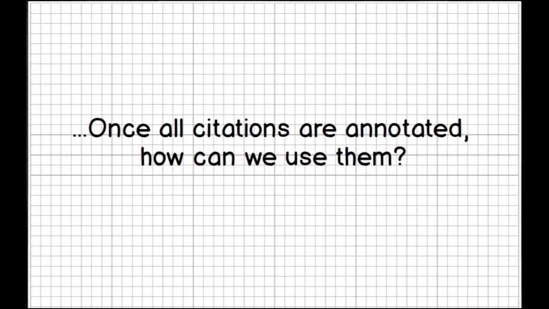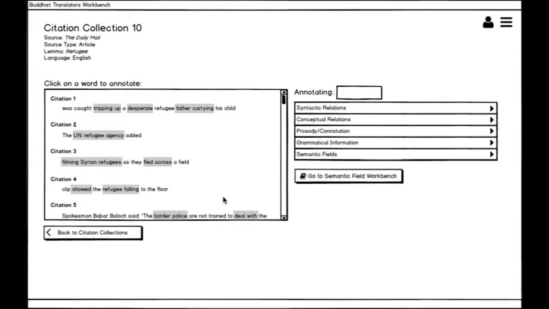Let's go back to the citation we have just marked up. Here, all the highlighted words have been annotated. We may use these annotations to answer a number of questions. For instance, we may ask if there is a substantial difference between the adjectives used to modify the word refugee and those used for migrant or immigrant. Or we may want to compare the verbs that take refugee, migrant, or immigrant as their object. We can see from our citations here that refugee serves as the object of a variety of verbs ranging from tripping up, filming, and dealing with.